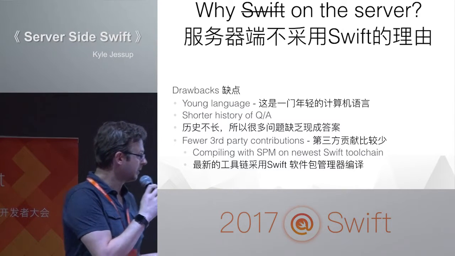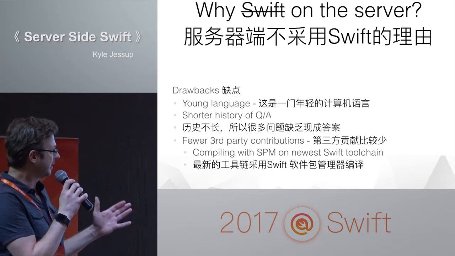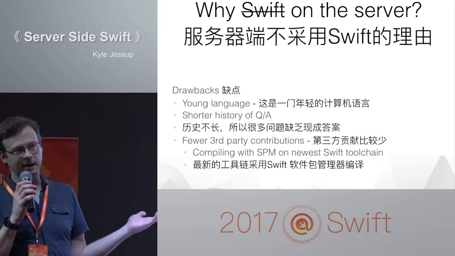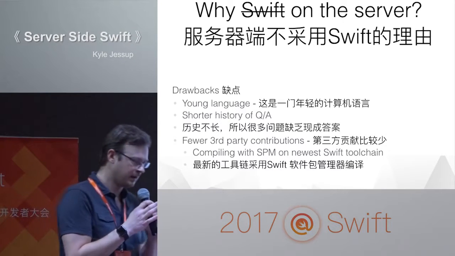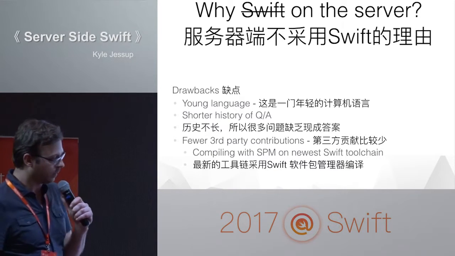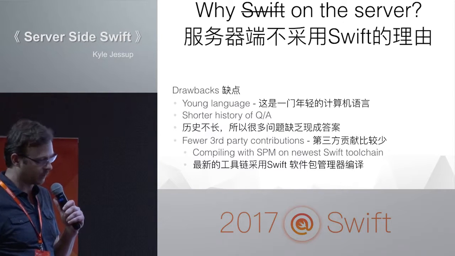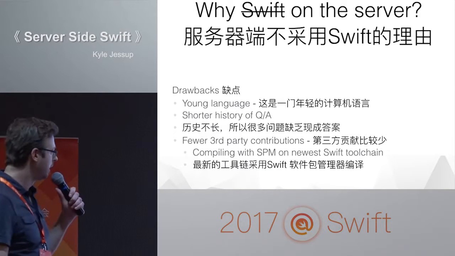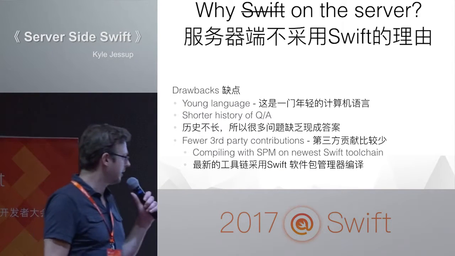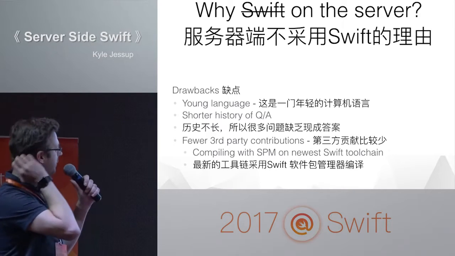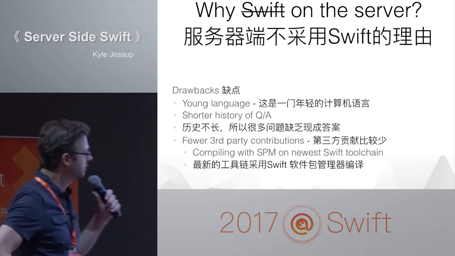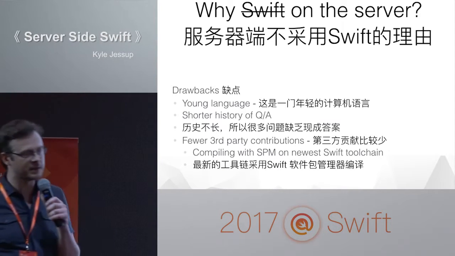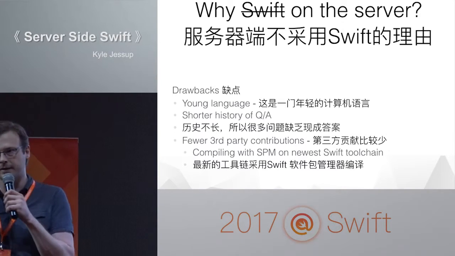Another disadvantage is because it's a young language, there isn't a lot of history of questions and answers on, say, Stack Overflow and these sorts of services. And when there are, you often find that the code snippets or whatever was posted is now out of date. And again, that goes back to how rapidly Swift is evolving. So there are fewer third-party contributions, and the ones that you do find, again, it's kind of hit and miss as to whether or not they build with the latest tool chain.